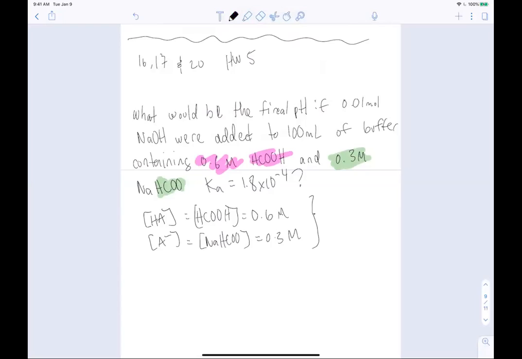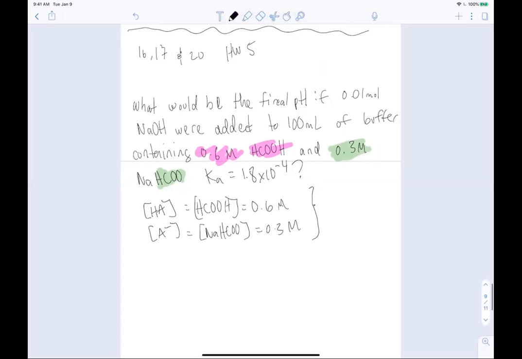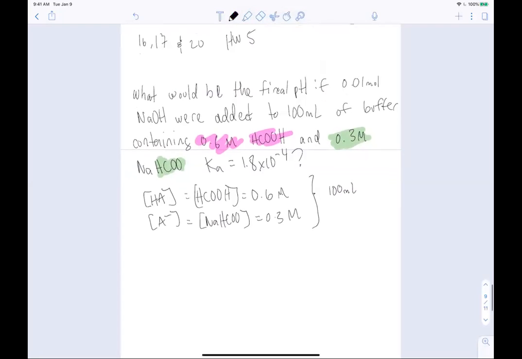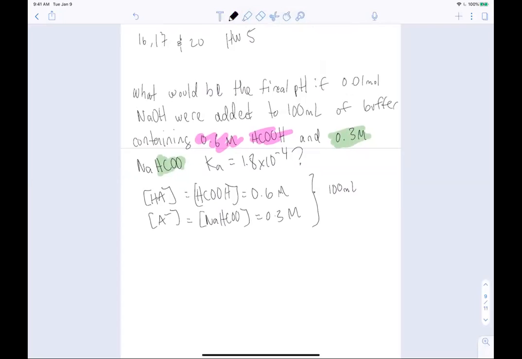And now we've got 100 milliliters of buffer. There's some concentration stuff to deal with. But you're adding a solid, so you don't have to worry about dilution that much.